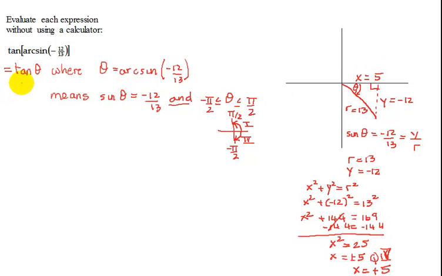So now let's go over here, and remember I need to find the tan of theta. The tangent of theta in terms of x, y, and r is y over x. Well, we're given y is negative 12. We just found x was positive 5. So what is the tangent of theta? Negative 12/5. So this expression that I was asked to find up here is equal to negative 12/5. So that is my answer for this expression.